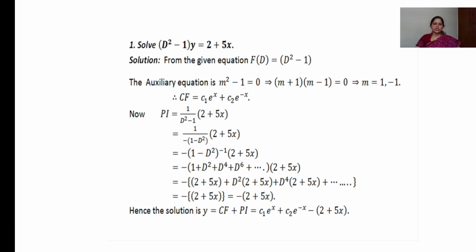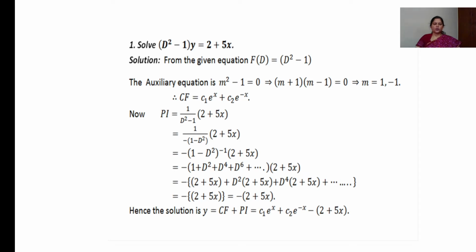From that we have to go for the auxiliary equation. So the auxiliary equation is m square minus 1 is equal to 0. With factorization we will get m plus 1 into m minus 1 is equal to 0. So from that the m values are 1 and minus 1. Now we got the roots of the auxiliary equation as 1 and minus 1. Both the values are real and distinct. That's why the complementary function CF is equal to c1 e to the power x plus c2 e to the power minus x.